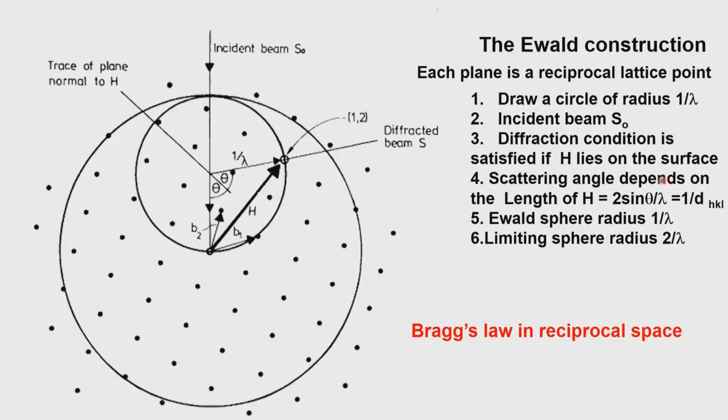So, it is 2 sin theta by lambda. Now, what is 2 sin theta by lambda? It is 1 over d of hk. So, you equate these two, you will get Bragg's law, 2d sin theta equals lambda. So, therefore, the Ewald sphere has a radius of 1 divided by lambda.